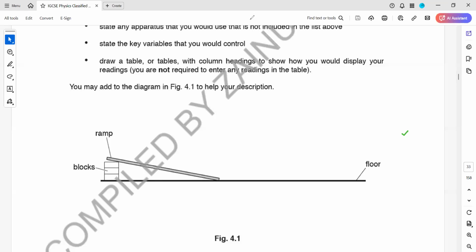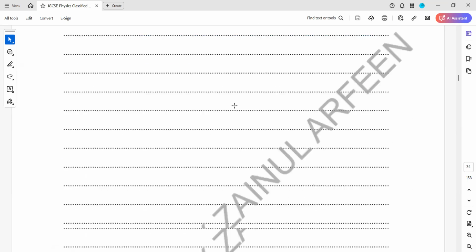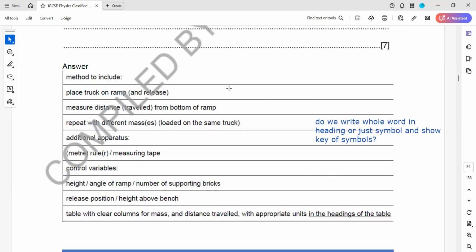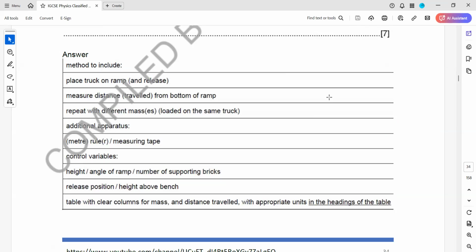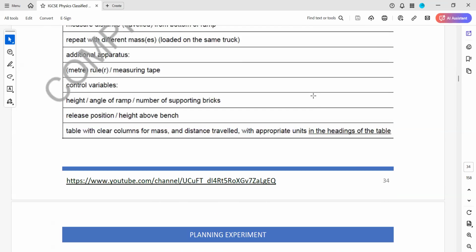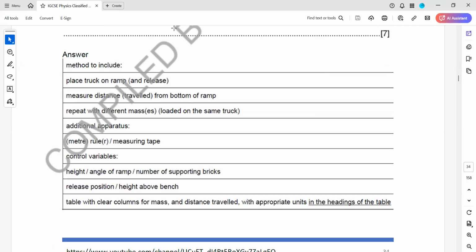The last point is only about the table. So what table do we need? Because we are investigating how the mass affects the distance travelled, we need m slash g and the distance slash centimeter. But if you write a kilogram or meter, that is fine. You will not lose a mark, but in the lab, as I mentioned, the preferable units of length are centimeters and meters, and for mass is kilogram. Do we write the whole word in the heading? You can use a symbol. If you write a word, that is fine. If you write a symbol, like M for mass instead of writing it in full, you will also score the mark. This is an answer from the marking scheme.